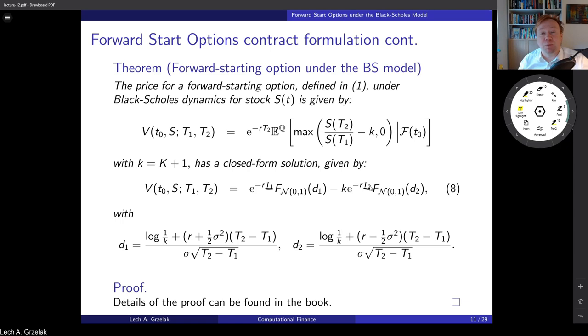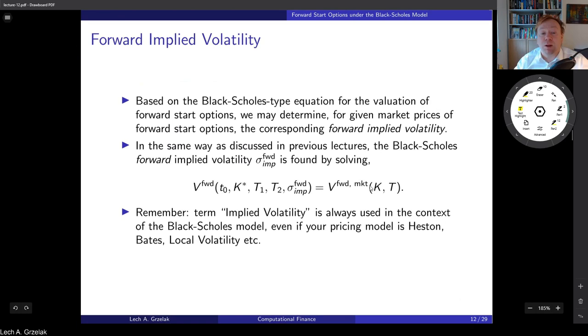The last element of this block is the implied volatility. I already mentioned multiple times that once we talk about option pricing and implied volatilities, we always talk about Black-Scholes implied volatilities. This means that although you may have used a model like Heston to generate prices, once we talk about implied volatility from prices, even from the Heston model, we always use the Black-Scholes equation. And this is a market practice and market standard. So if you have prices, you always put them into the Black-Scholes formula, and then you find out what is the implied Black-Scholes volatility.